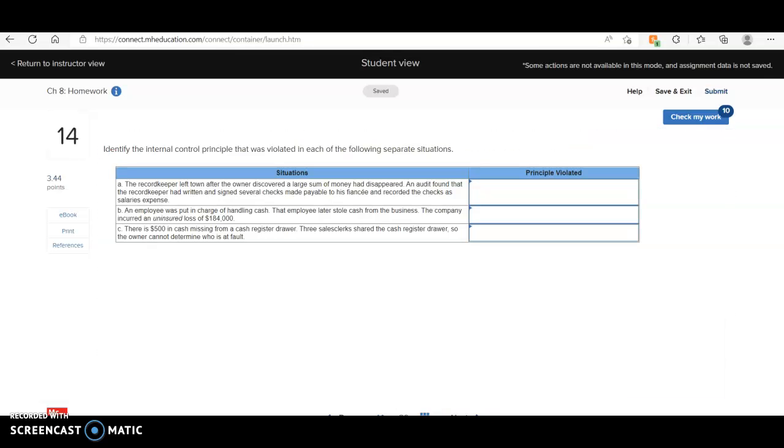Number 14 is again going into internal control situations where it's asking you to tell what internal control principle was violated. Again, this goes back to the reading and understanding of our internal control concepts. I want you guys to get very familiar with them, so I'm going to let you guys do this one on your own as well.